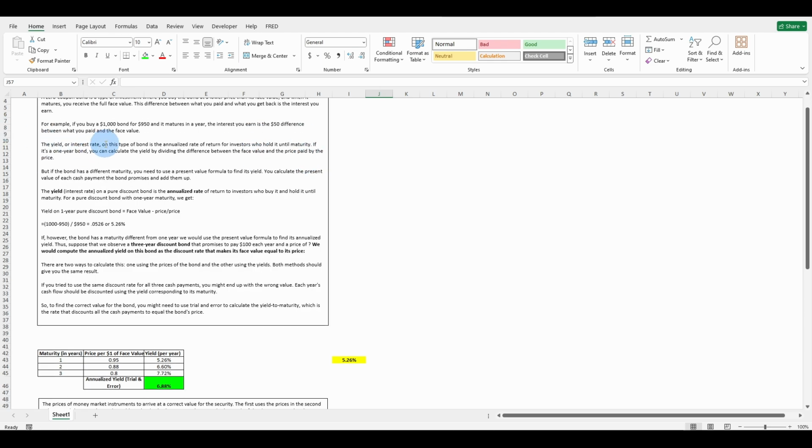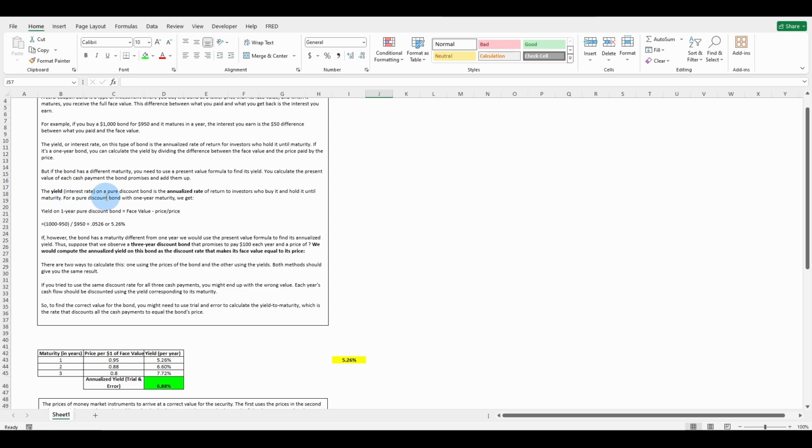The yield or interest rate on this type of bond is the annualized rate of return for investors who hold it until maturity. If it's a 1-year bond, this will be a Treasury bill. Treasury bills, notes, and bonds: anything a year or less is a bill. Anything from 2 to 5 years, again, is a note. It may be 10 years. And then anything longer than that will be a bond. Not so for corporates, but we're talking about zeros.